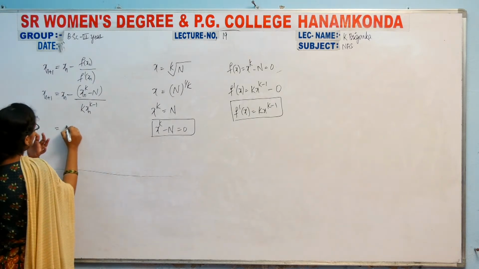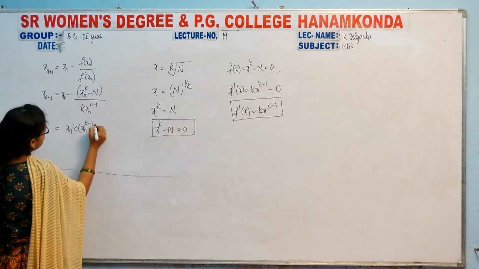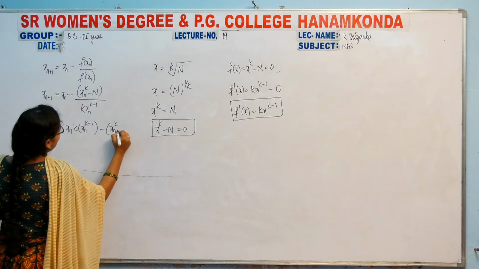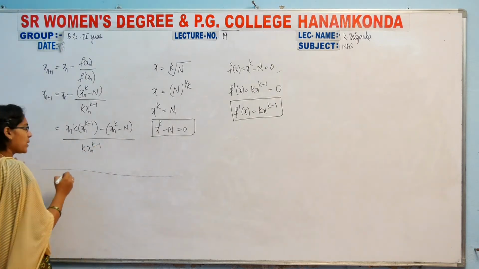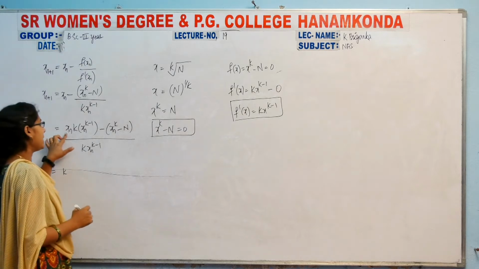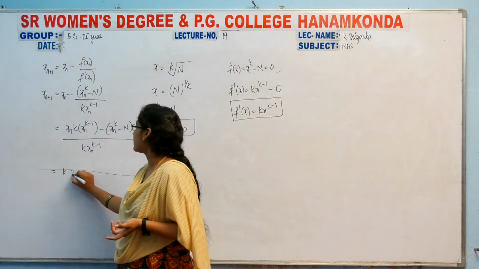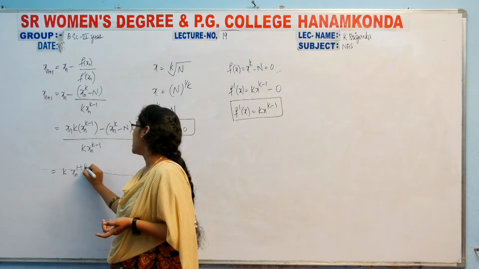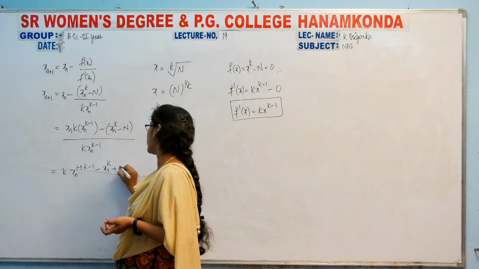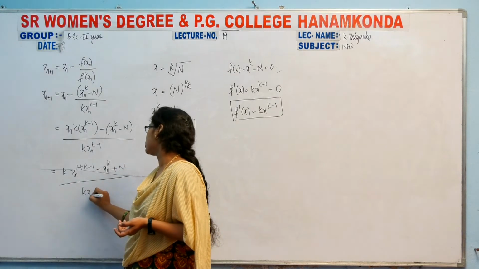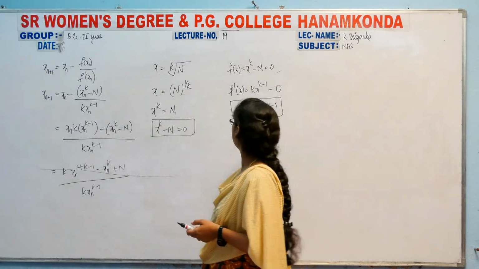Now take the LCM. Then what we get here: xn into k into xn power k minus 1, minus xn power k minus n, whole divided by k xn power k minus 1. Here k is constant. Xn into xn power k minus 1, the bases are equal, so the powers should be added: xn power 1 plus k minus 1. Next, minus xn power k plus n, by k into xn power k minus 1. I am solving this because they asked for the formula.